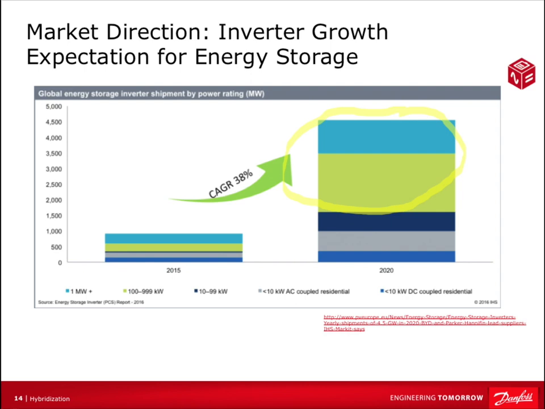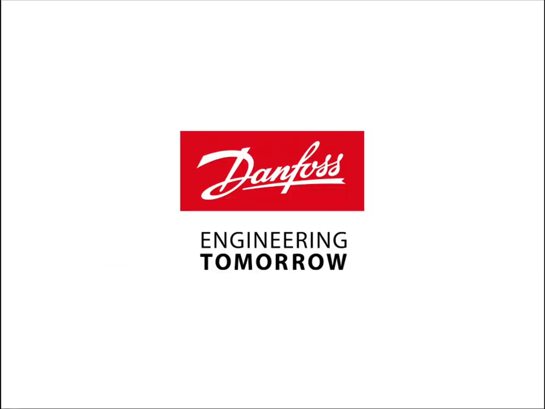These two top boxes are in the higher power range, so that's 100 kilowatt and up, where you would typically find industrial and utility scale types of applications for energy storage and hybridization. So the expectation is for continued growth throughout the next few decades. So there is a fantastic business potential looking forward in hybridization. And this concludes the presentation portion of this hybridization webinar, and I would thank you for your time.